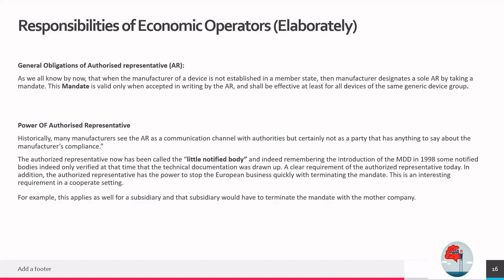And indeed, remembering the introduction of the MDD in 1998, some notified bodies only verified that the technical documentation was drawn up. A clear requirement of the authorized representative today is very well known to us now. Okay, so for example, this applies as well for a subsidiary, that a subsidiary would have to terminate the mandate with the mother company if they're not following the rules. Simple.